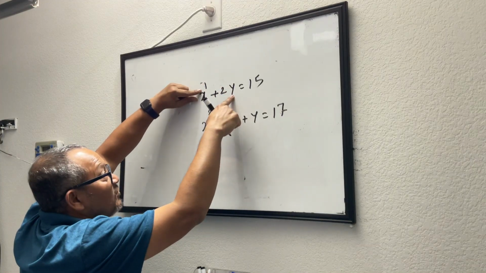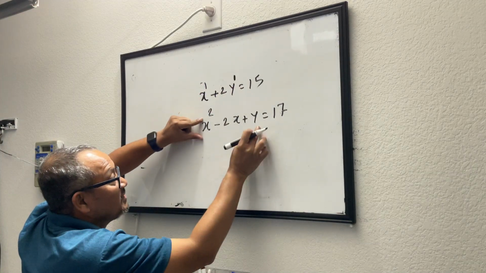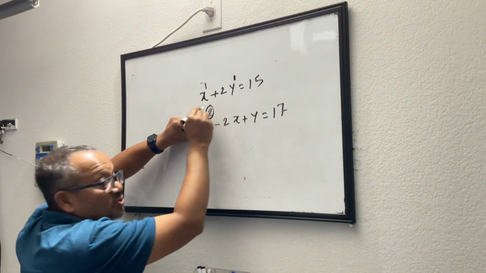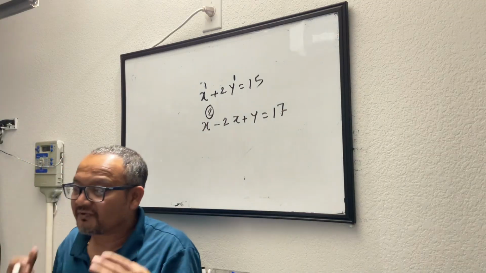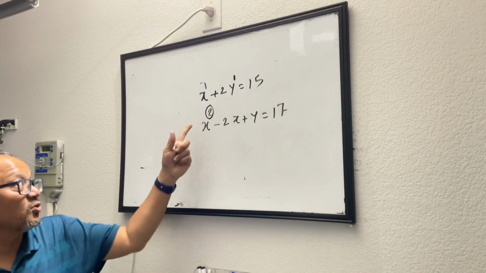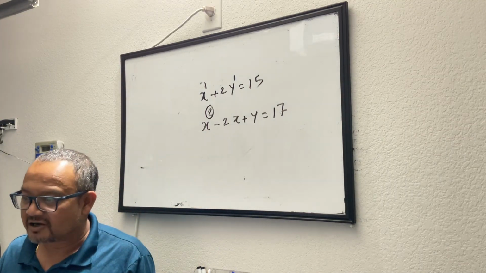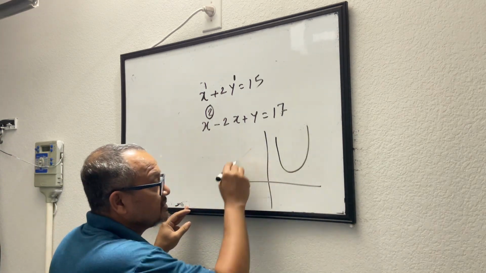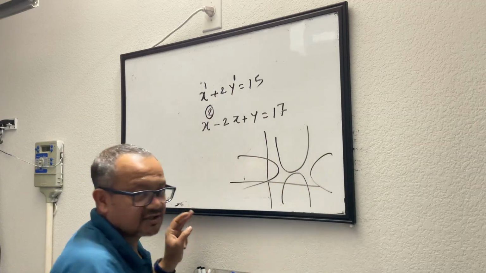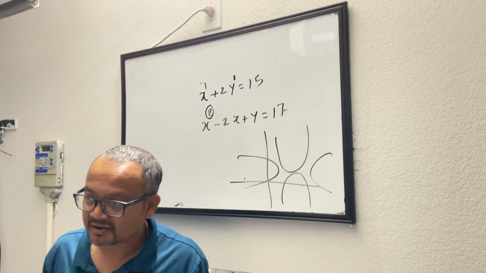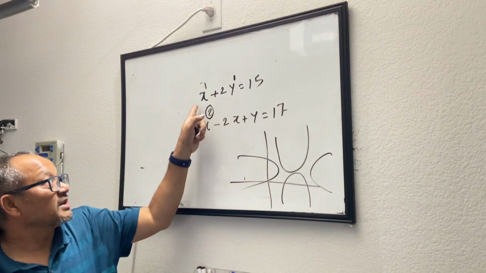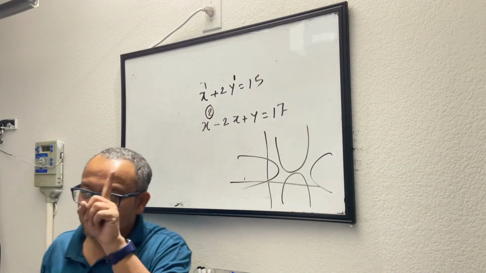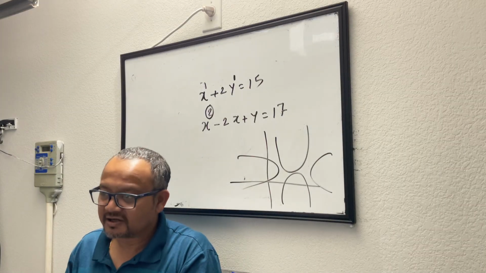There are two variables, x and y, and both have power 1. Look at this equation. Here you have two variables, x and y, but the maximum power is 2. When you have an equation with any variable having power more than 1, that will not draw a straight line. This will draw something like this or this, which is called a parabola, which you'll learn later. But any equation where the variables have maximum power 1 will draw only a straight line. That's why they are called linear equations.